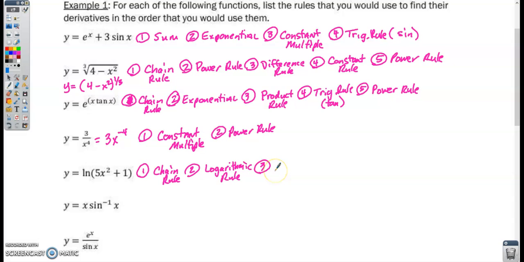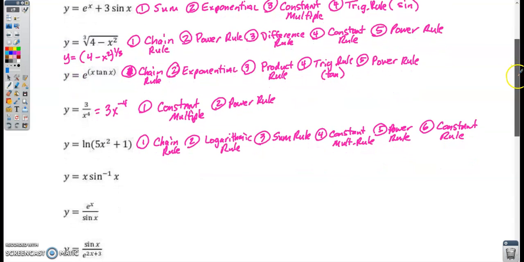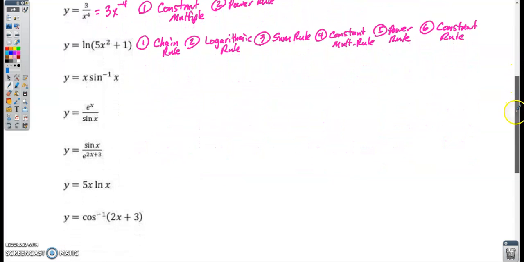And then I take the derivative of the inside, the derivative of 5x squared plus 1. So I'm using the sum rule to take the derivative of that. And then I'm using the constant multiple rule for the 5, the power rule for the x squared, and the constant rule for the 1.